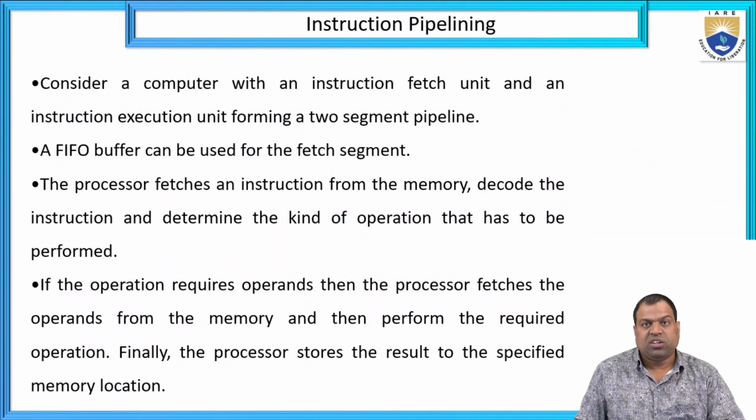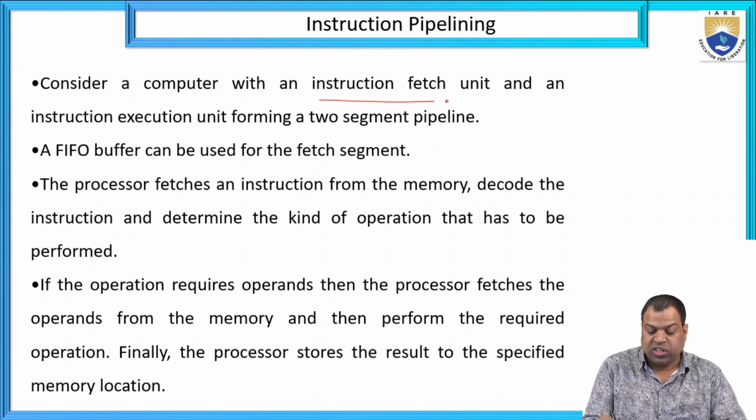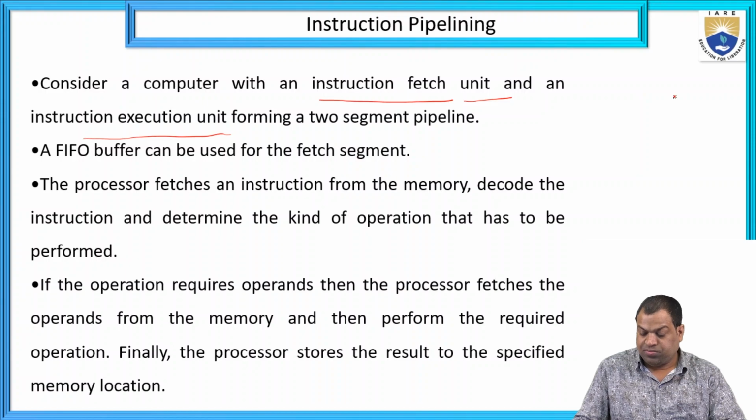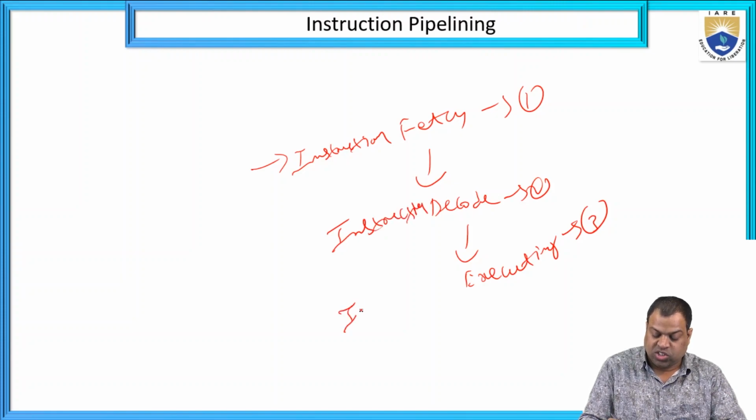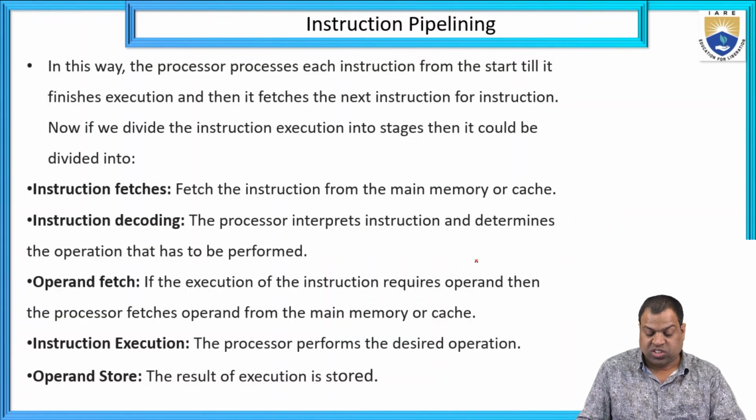Consider a computer with an instruction fetch unit and an instruction execution unit forming a 2-segment pipeline. Suppose I am going for the instruction fetch unit and instruction execute unit. In the fetch operation, we have instruction fetch, instruction decode and instruction execution. So there are 2 to 3 stages.